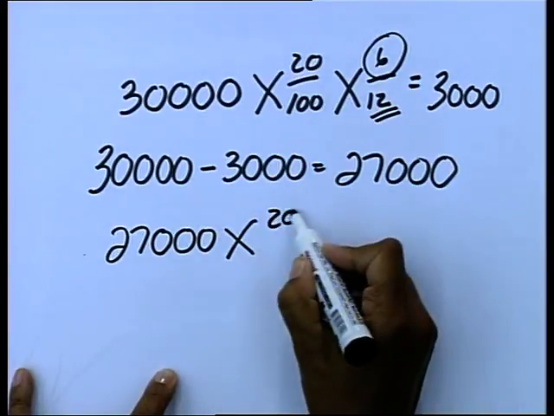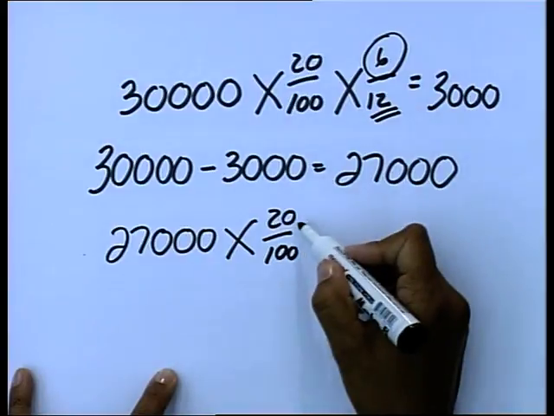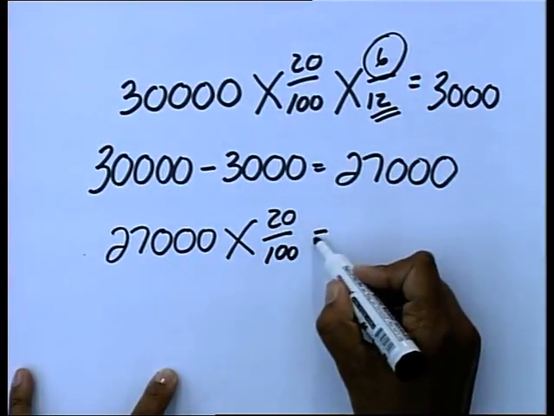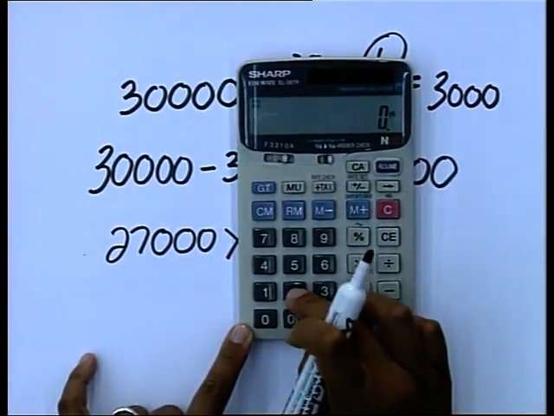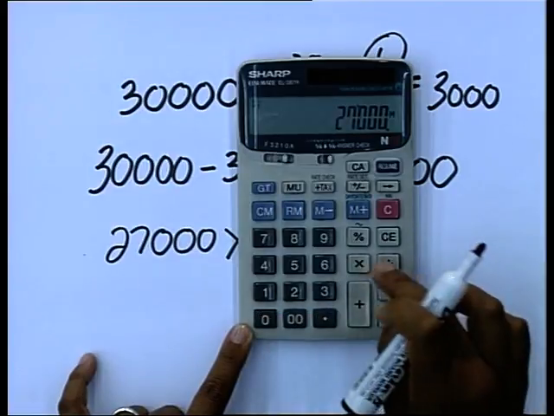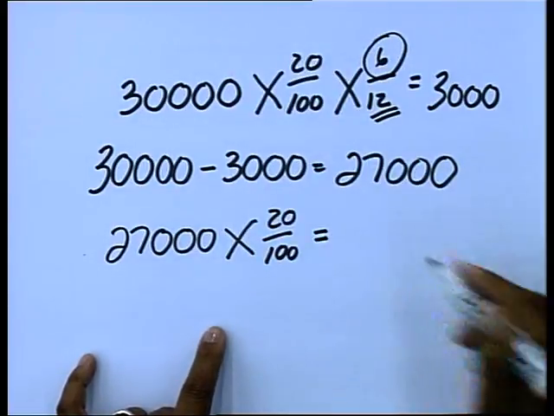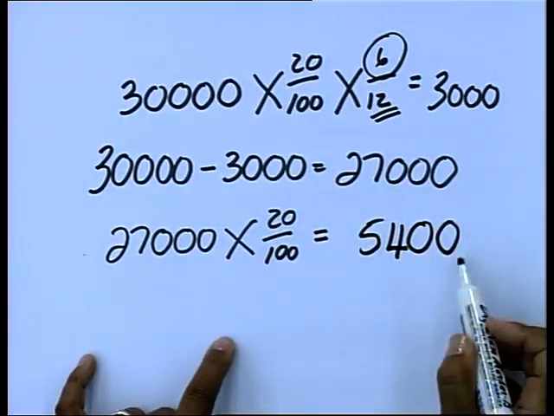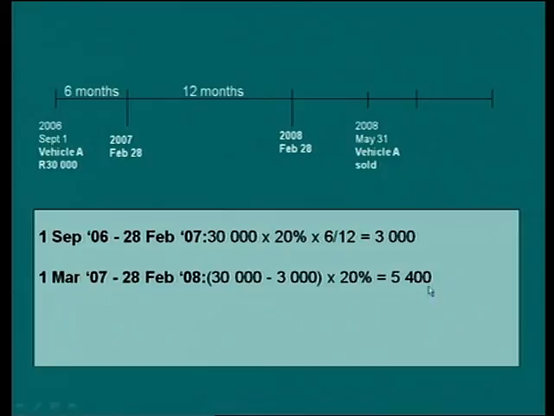times that by 20%, because that is what I depreciate every year. And this time it's for a whole year, so I'm not going to write 12 over 12. I'm just going to leave it. And that would then be, on my calculator, 27,000 times 20%. And for the second year, my depreciation is 5,400. And that is, learners, how, let's go to our PowerPoint again, how I got to that. This is how I got to that.